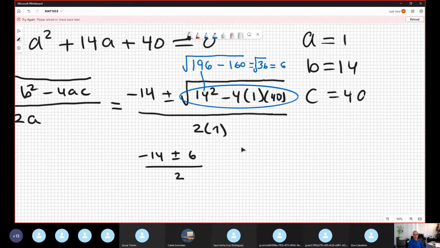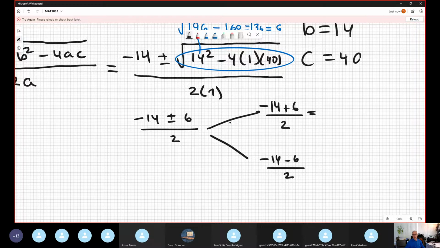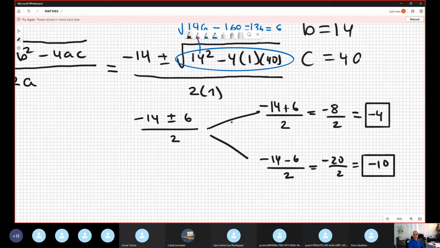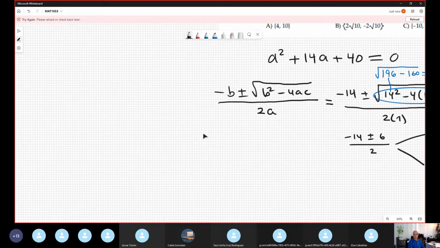Okay, and you split. Negative 14 plus 6 divided by 2, and negative 14 minus 6 divided by 2. Negative 14 plus 6 is negative 8, divided by 2 is negative 4. And negative 14 minus 6 is negative 20, divided by 2 is negative 10. The solutions are negative 4 and negative 10. No? The beauty is, look at that.